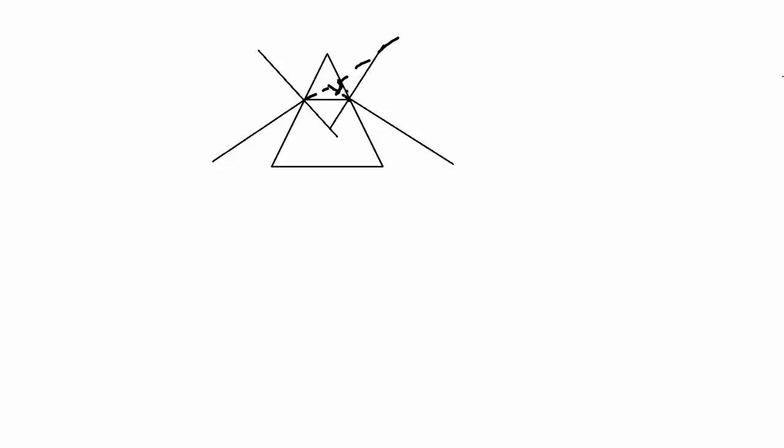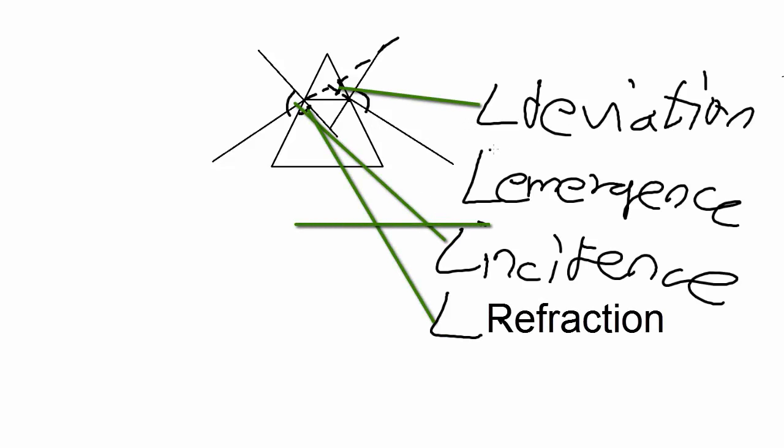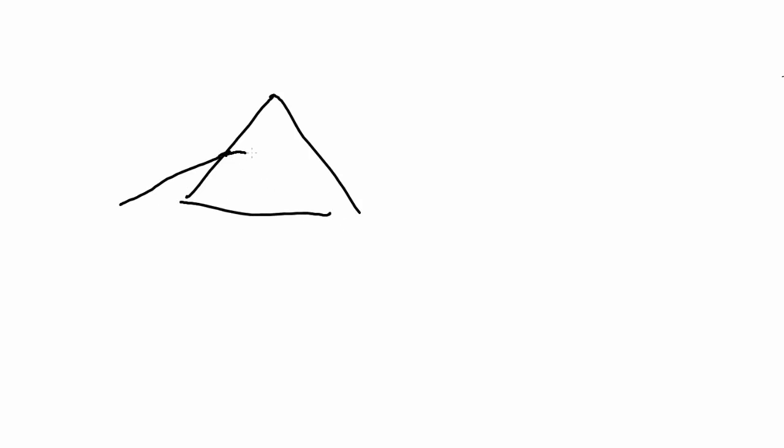Now this angle right here, what did I just draw? This angle is called your angle of, I forgot, refraction into what a prism does. Well, like I said earlier, if a white light passes through a prism, the white light gets split into several different colors.